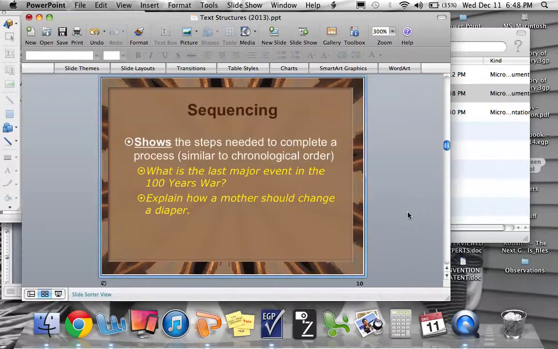Sequencing. This is also known as chronological order. This shows you the steps needed to complete a process. For example, if I asked you what was the last major event in the 100 Years' War, you would be looking at a timeline. Or if I asked you to explain how a mother should change a diaper, you would show me the process from beginning, middle, and end.